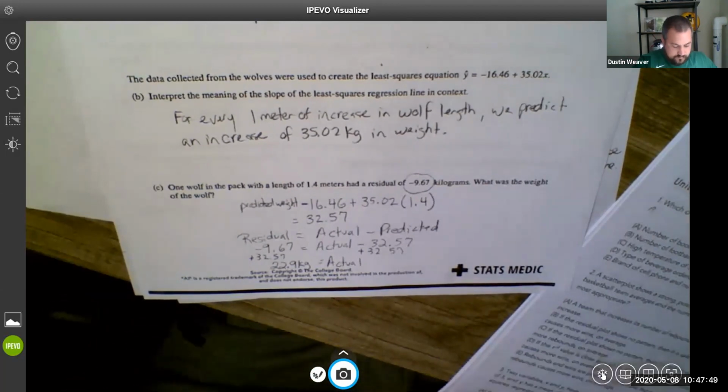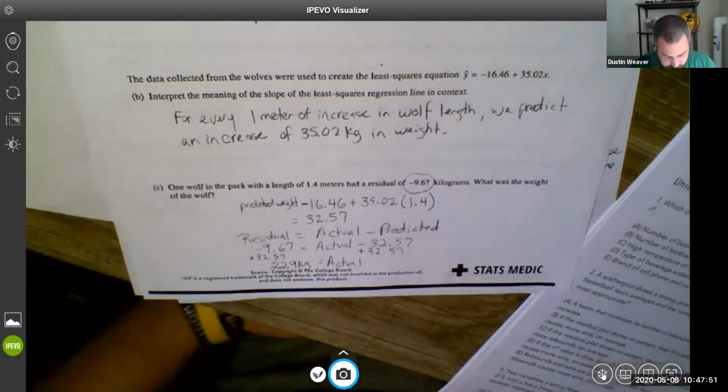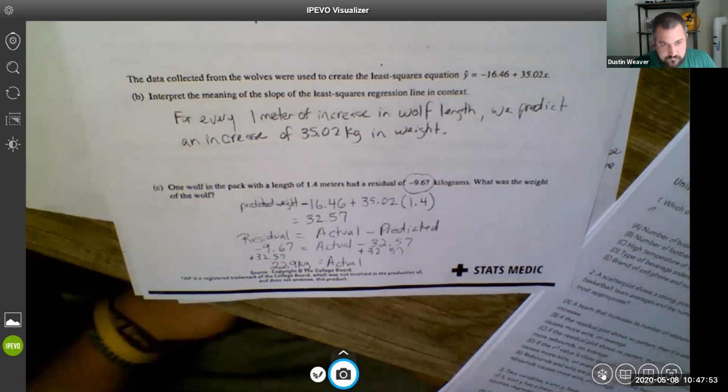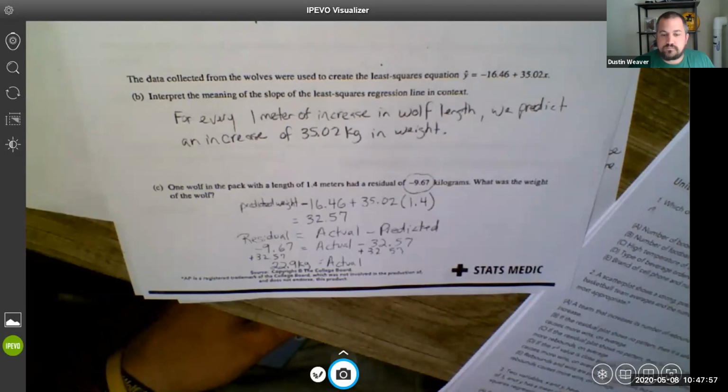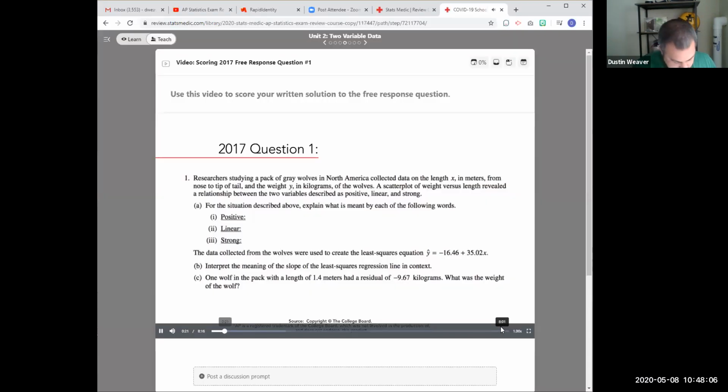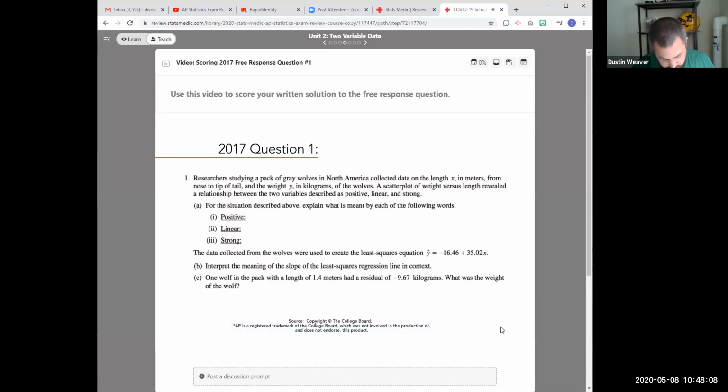In this video, we're going to take a look at question number 1 from the 2017 AP Statistics exam. So let's first take a look at the question. Researchers studying a pack of gray wolves in North America collected data on the length X in meters from the nose to tip of tail and the weight Y in kilograms of the wolves. A scatter plot of weight versus length revealed a relationship between the two variables described as positive, linear, and strong. For the situation described above, explain what is meant by each of the following words: positive, linear, and strong.